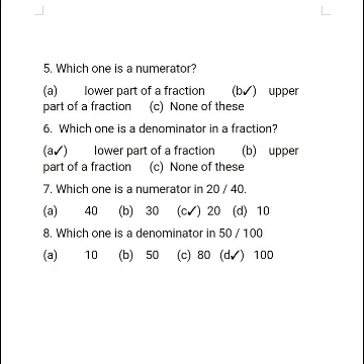8. Which one is a denominator in 50 by 100? A, 10; B, 50; C, 80; D, 100. Yes, this one is correct. D is correct, which is 100. 100 is our denominator here, which is the correct answer.